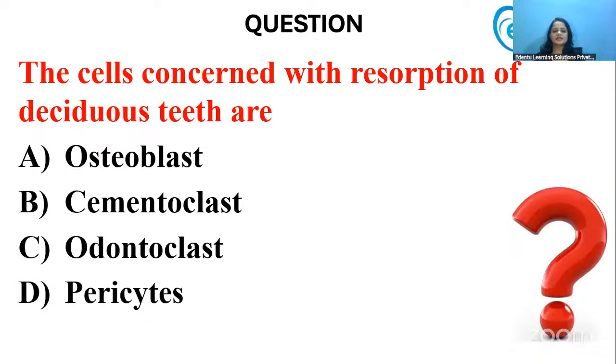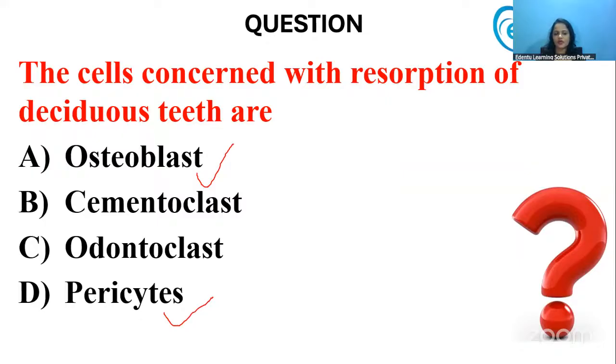Now next, the cells concerned with resorption of the deciduous teeth are... Okay, so which cells help in the resorption of the deciduous teeth? Teeth as a whole. Is it osteoblast or cementoclast or odontoclast or pericytes? Among the options given, option A, osteoblast, is bone forming cells. Option D, pericytes, are the cells that are seen around the endothelial cells. So these are not resorbing cells, so both these options can be ruled out.